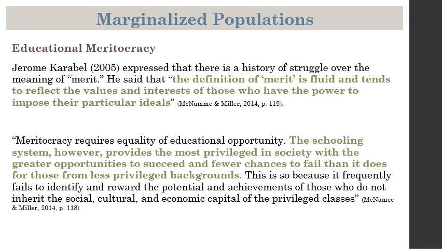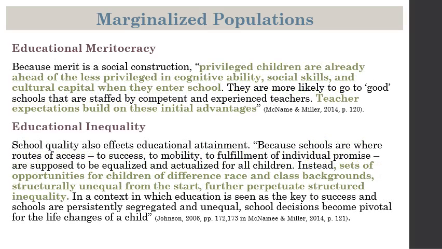Meritocracy, according to McNamee and Miller, requires equality of educational opportunity. The schooling system, however, provides the most privileged in society with greater opportunities to succeed and fewer chances to fail than it does for those who are from less privileged backgrounds. So even though it's intended to help, it doesn't actually always do that. Another idea connected to educational meritocracy is that privileged children are already ahead of the game, so to speak, of less privileged children with regard to cognitive ability, social skills, and cultural capital when they enter school. And teachers' expectations build on these initial advantages, further marginalizing certain populations.